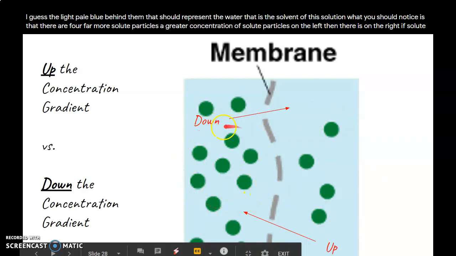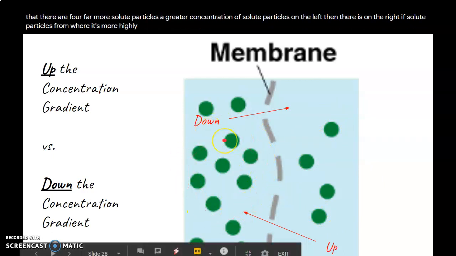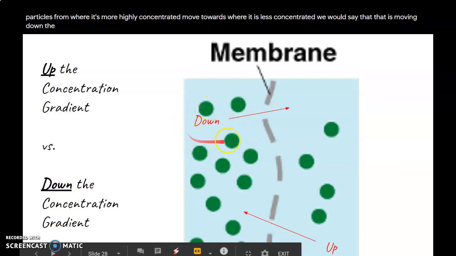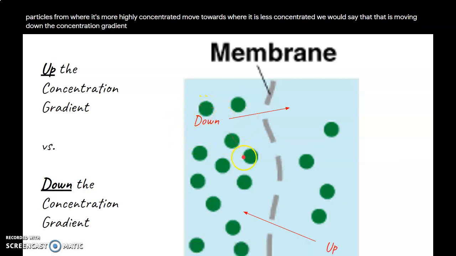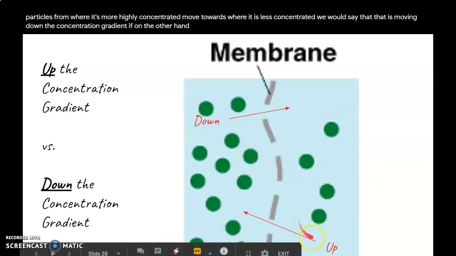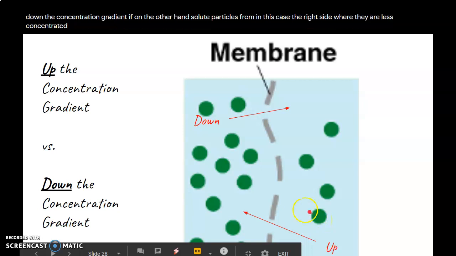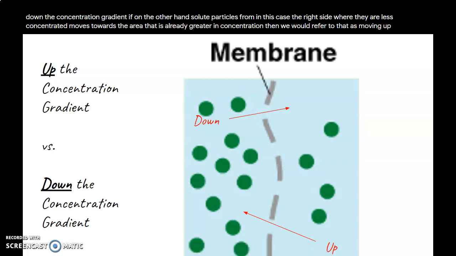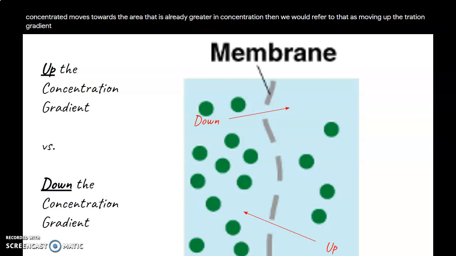If solute particles from where it's more highly concentrated move towards where it is less concentrated, we would say that that is moving down the concentration gradient. If, on the other hand, solute particles from, in this case, the right side, where they are less concentrated, move towards the area that is already greater in concentration, then we would refer to that as moving up the concentration gradient. Some types of cell transport move solute particles up, others move down.